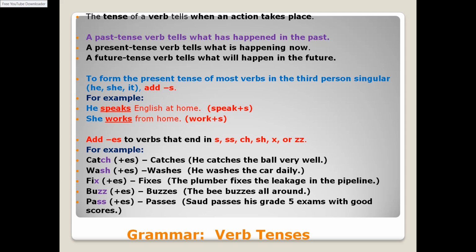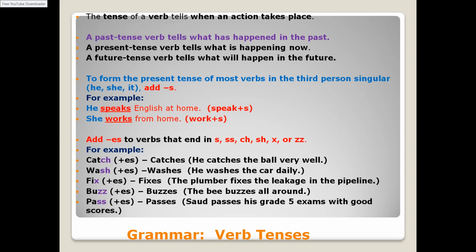So now we see another example which ends in x. Fix. This verb ends with the letter x. So we need to add es to make it a present tense verb, and it becomes fixes. The plumber fixes the leakage in the pipeline. So the verb fix is made into present tense by adding es to it, and it is now fixes.